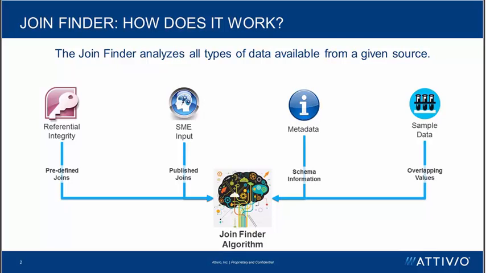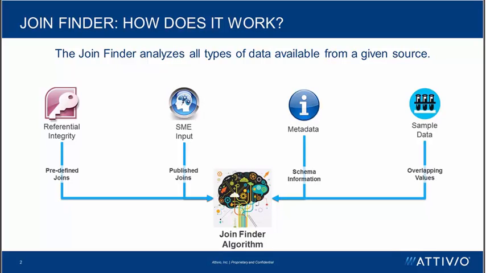It'll use subject matter input that can come in the form of a subject matter expert or data owner going in and publishing the best join between sources so that that is the join that will be recommended to other users in the future. It pulls in metadata such as column types and other information that might be provided about a given field. And it also pulls in sample data, the size of which can be defined when the connector is set up, and it looks for a high degree of overlapping values within that sample data.